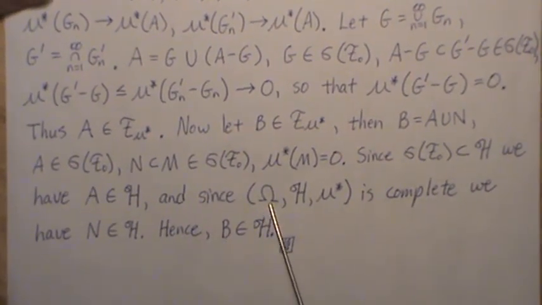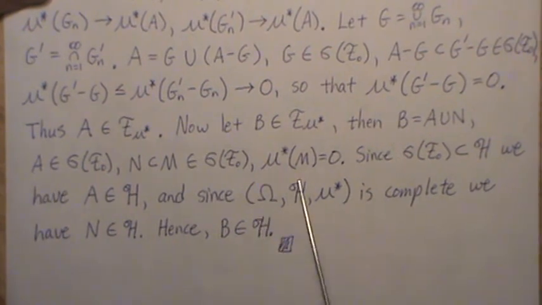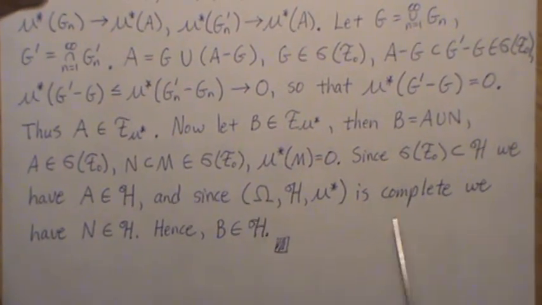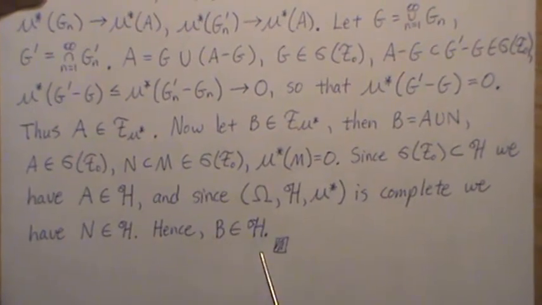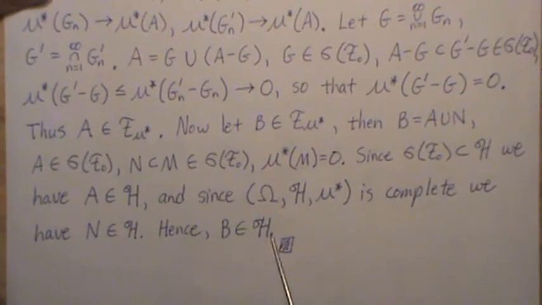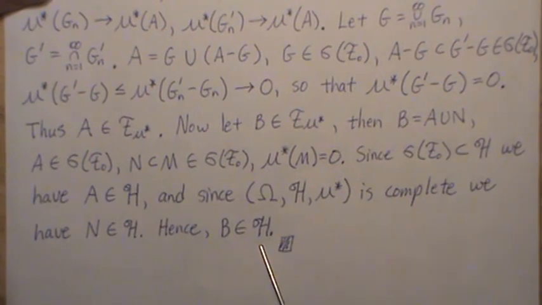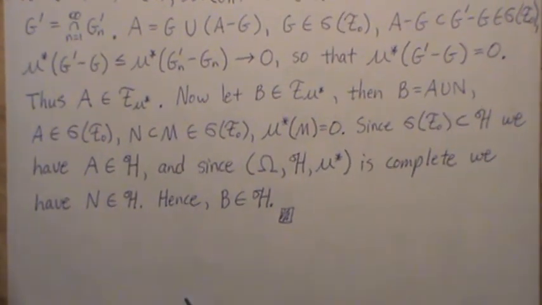And since this measure space is complete, we have N in H. Hence B has to be in H. The completion. And we're finished.